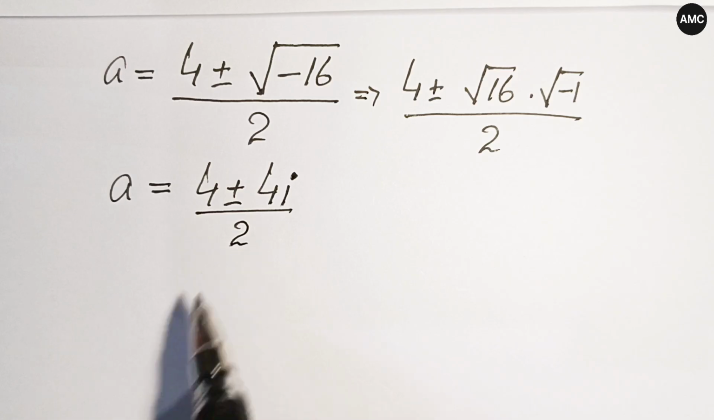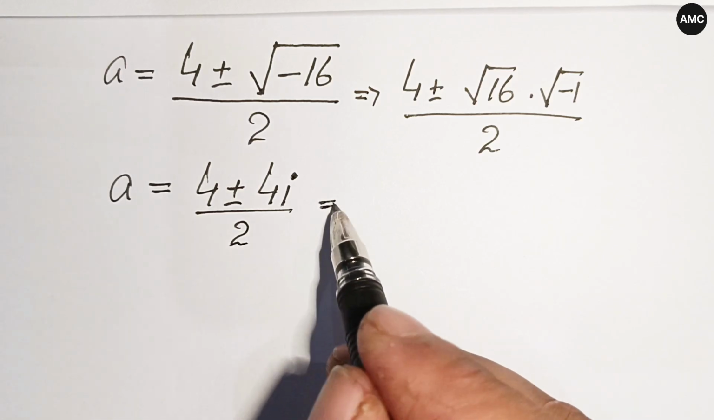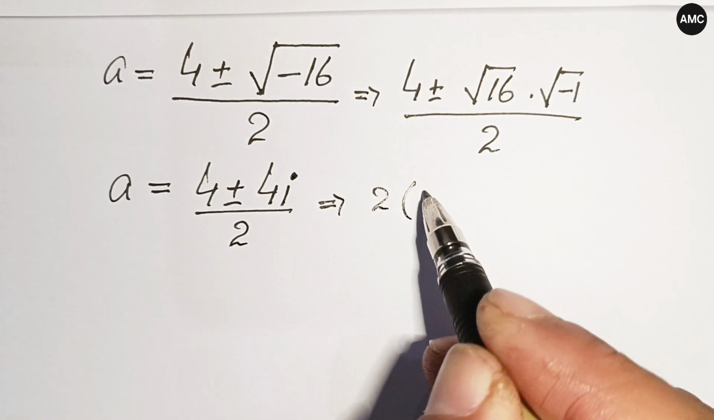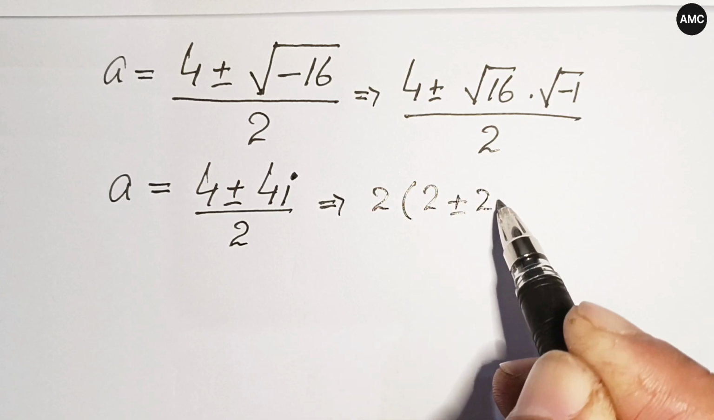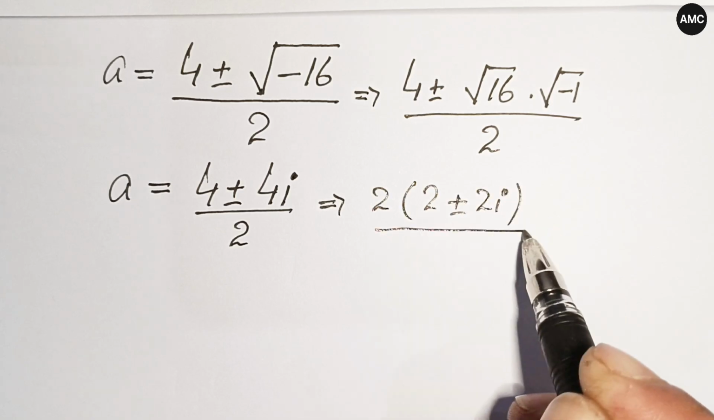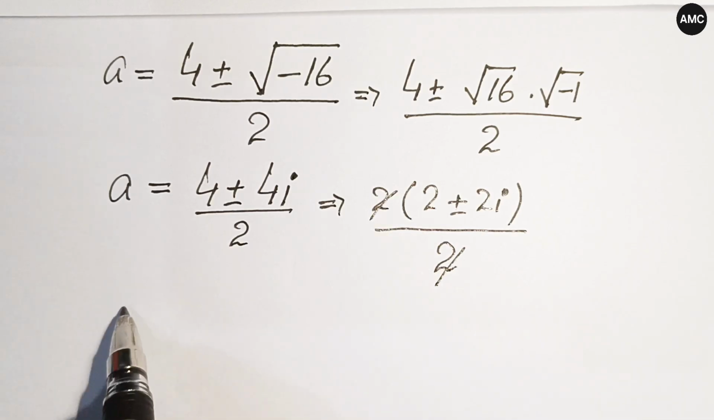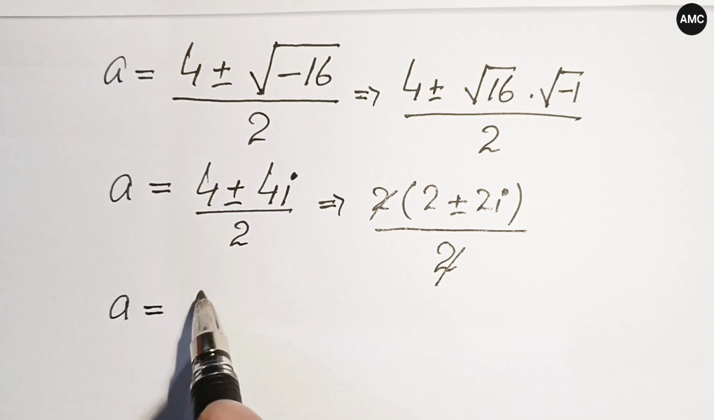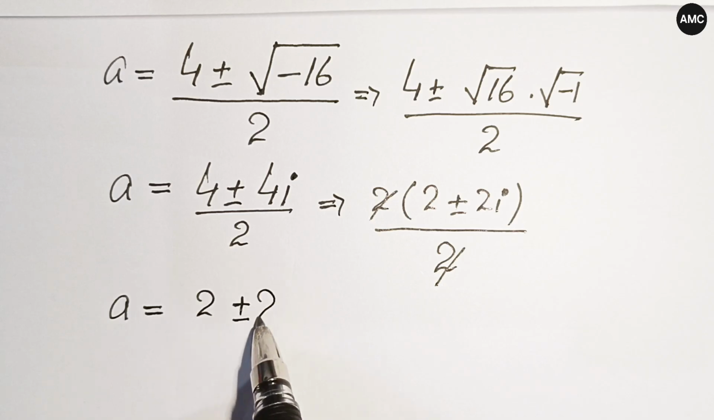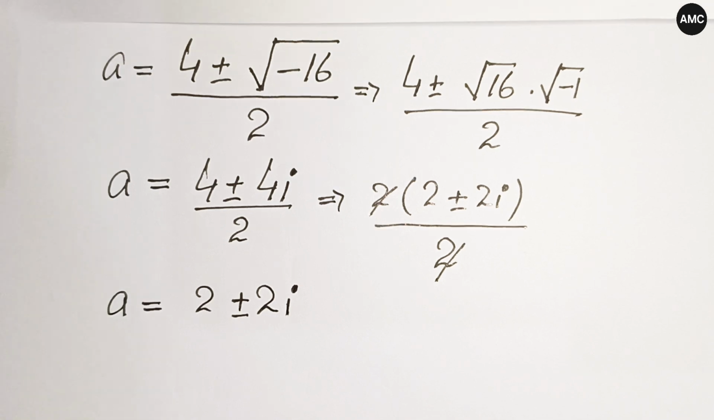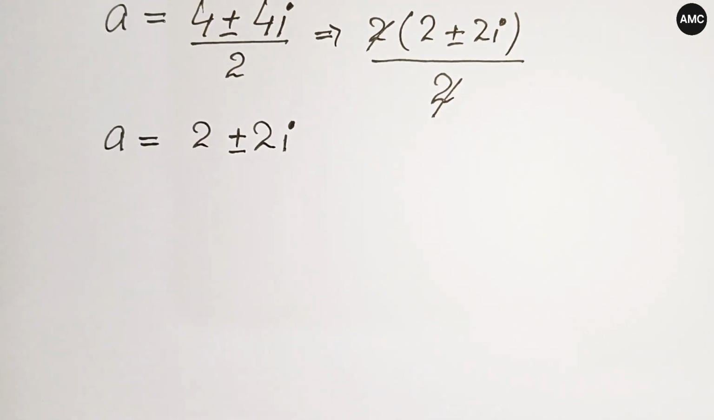Here if we take 2 common, we get 2 plus minus 2i all over 2. Now this 2 is cancelled out with 2. We get the final values of a, which is 2 plus minus 2i. And here we see that these two values are complex values for a.